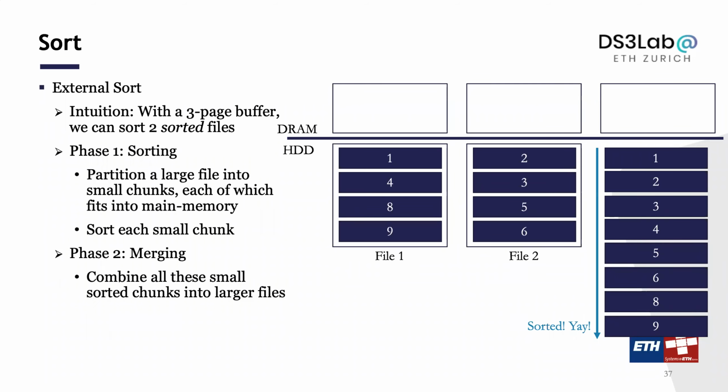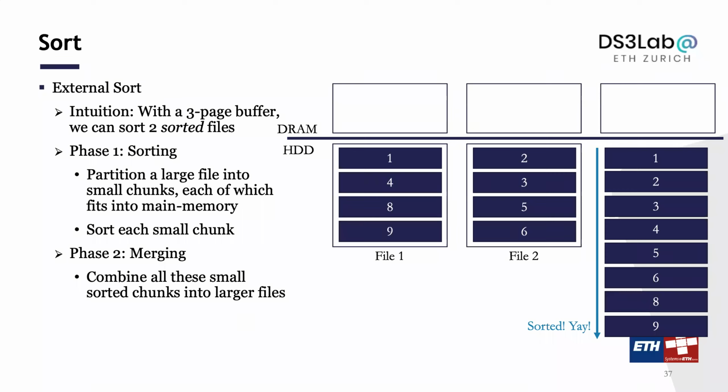Essentially, I decouple the algorithm into 2 different phases. In the first phase, I'm going to do sorting. I'm going to partition a very large file into a whole bunch of small chunks, and partition them in a way that every small chunk fits into my main memory. Then I will bring every small chunk to my main memory, and I just use, for example, quicksort to sort them, and then I flush them out.